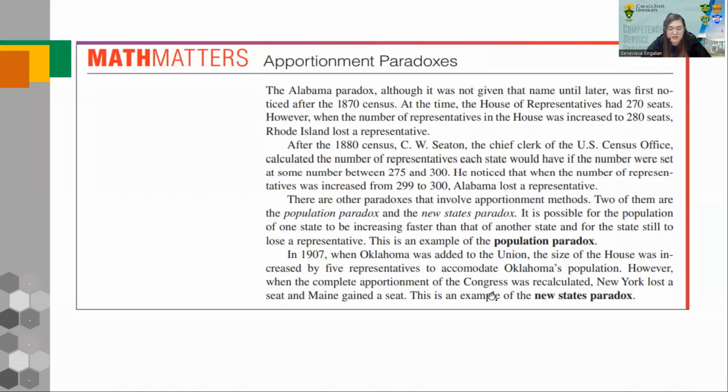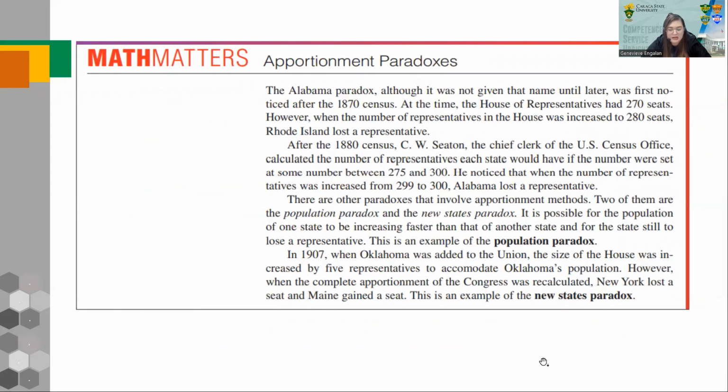Now for the new state paradox: in 1907, Oklahoma was added to the Union. The size of the House was increased by 5 representatives to accommodate Oklahoma's population. However, when the complete apportionment of Congress was recalculated, New York lost a seat and Maine gained a seat. This is an example of the new state paradox.